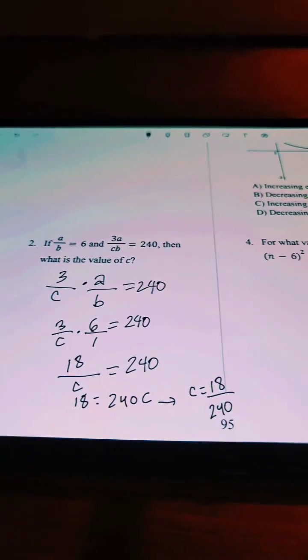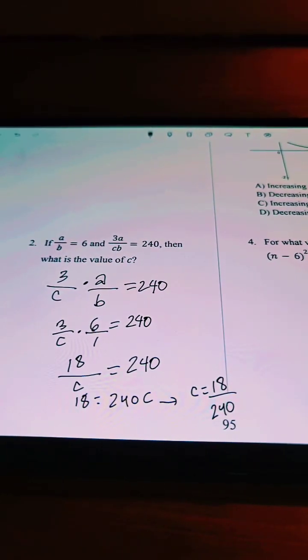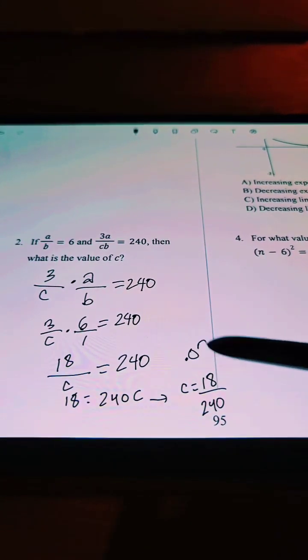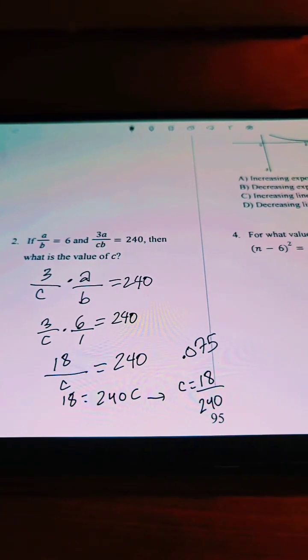And then obviously I need to simplify that if I'm going to keep it as a fraction, but it would probably be easiest to just do it in your calculator as a decimal on the digital SAT, since you have access to a calculator the whole time. So that's what I'm going to do. So then this would be 0.075 as a decimal.